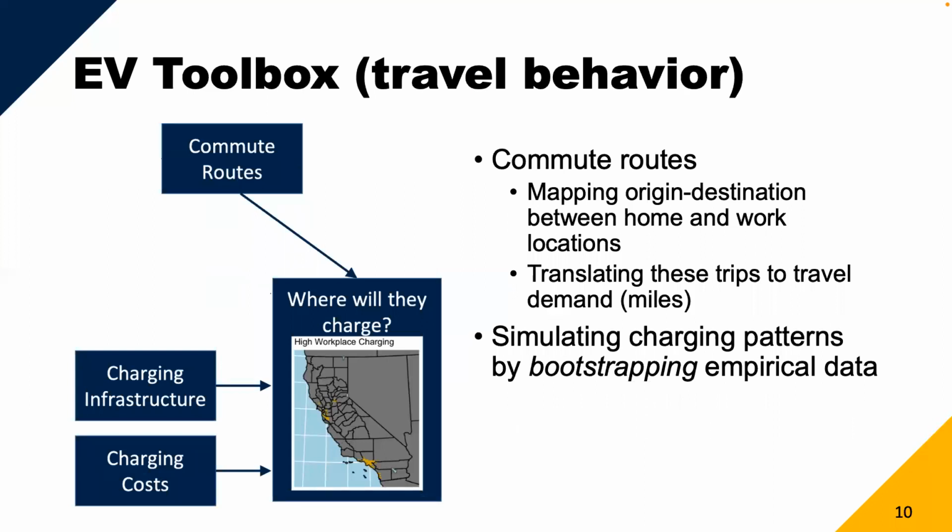In the second half, this is the travel behavior part. They have high resolution data about mapping origin destination between home and work locations. You can actually get this from tax data. I think they were using like W2 data to determine the general area of where the houses are and the general area of where the workplace locations are. And then you get a pretty good idea of what the commute routes and distances look like.